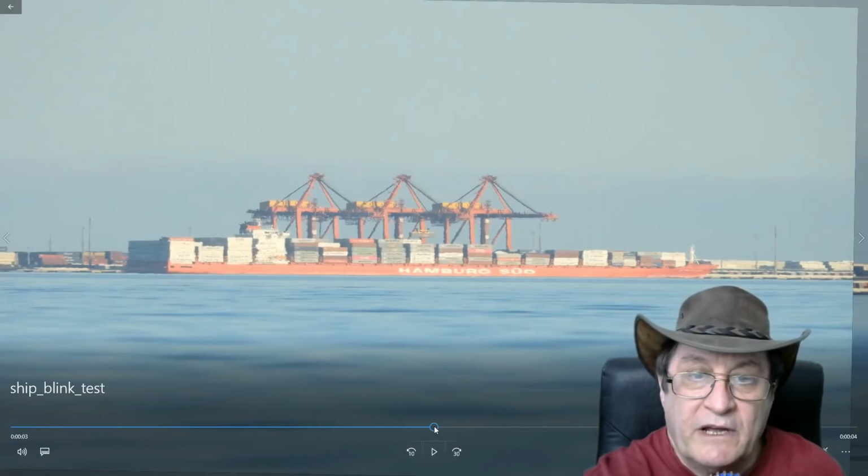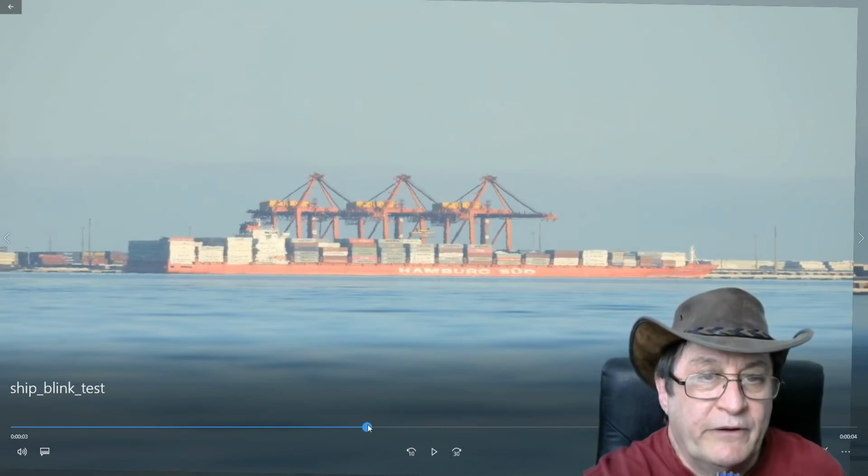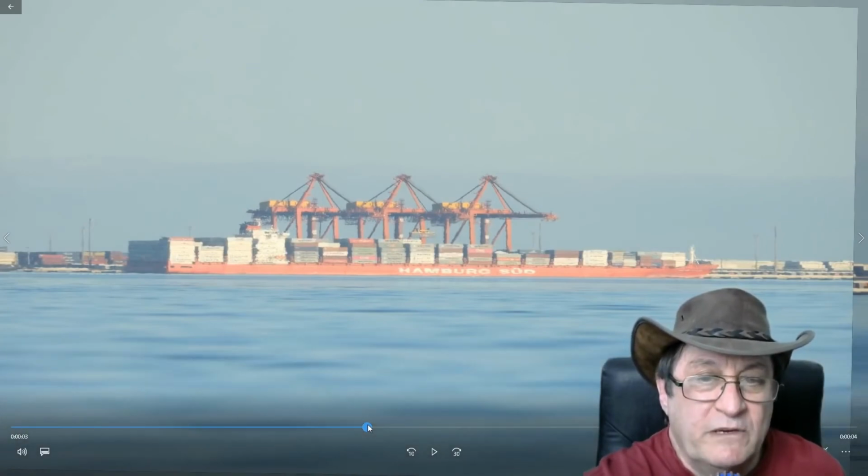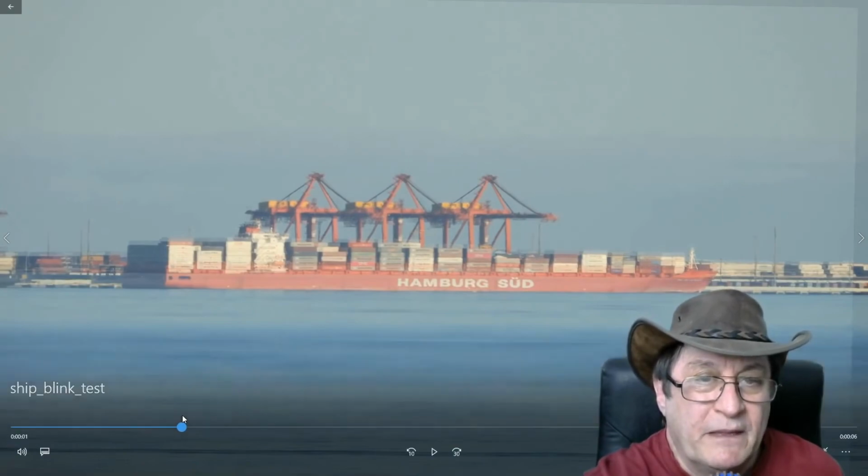And I'll run this a little bit slower. Right, let's bring this into the middle and we'll blink test this one, right on the water, a few inches above the water, and from 15 meters high.